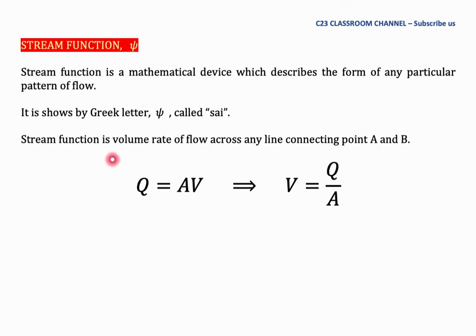So in this topic, you must know that stream function, or psi here, actually represents the volume flow rate. However, we do not use the term volume flow rate, we will use the term stream function, because it carries the same meaning. We could write that Q, the volume flow rate, is equal to A times V, where A is the cross-sectional area and V is the velocity. So we could rearrange this equation as V is equal to Q over A.